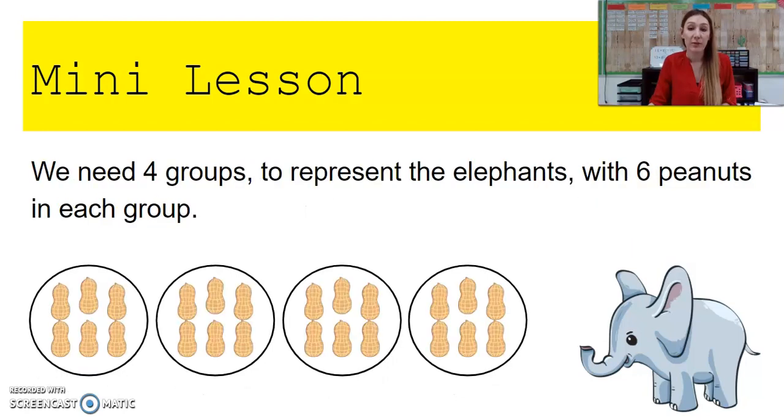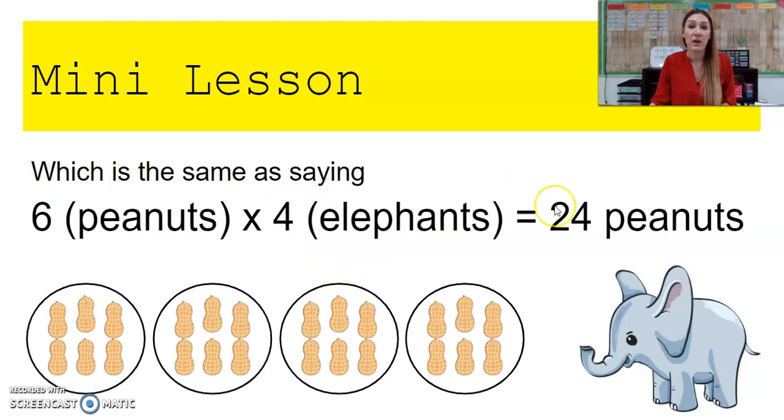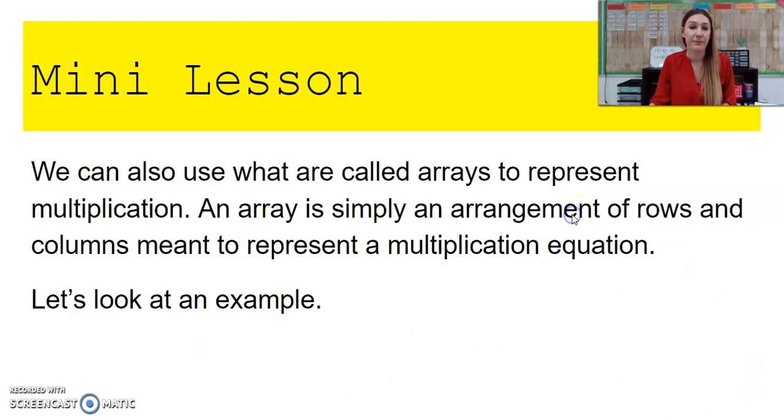We need 4 groups to represent the elephants with 6 peanuts in each group. Finally, we can use repeated addition or multiplication to find out the total number of peanuts. So we would do 6 plus 6 plus 6 plus 6 for an answer of 24, which is the same as saying 6 peanuts times 4 elephants equals 24 peanuts I gave away. We can also use what are called arrays to represent multiplication. An array is simply an arrangement of rows and columns meant to represent a multiplication equation. Let's look at an example.